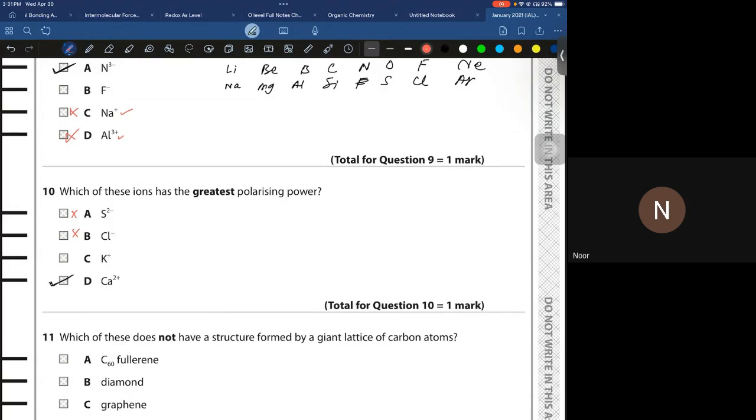So we have two important factors: greater charge and lower size, more polarizing power.